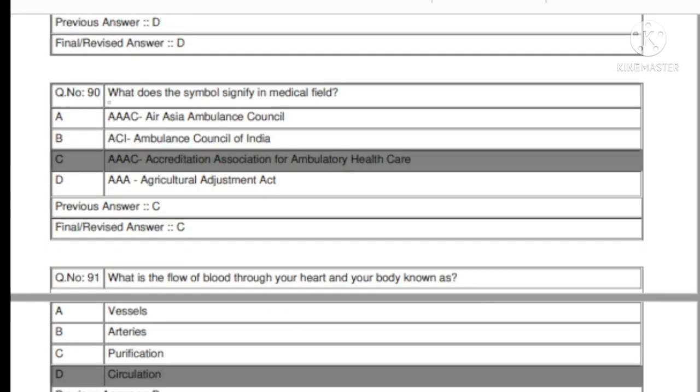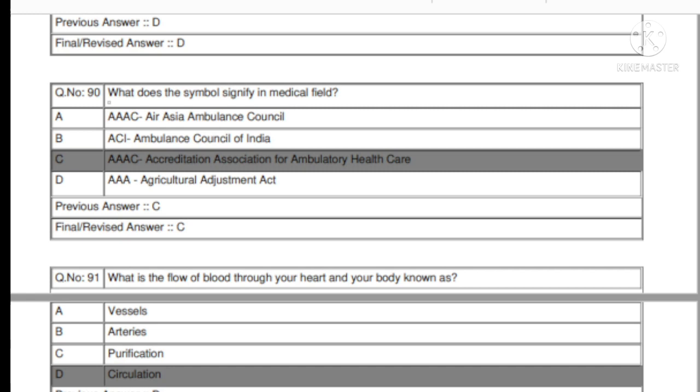Question number 90. What does the symbol signify in the medical field? A symbol was given in which there were three triangles, two at the bottom, one at the top. So we have to identify what this symbol was with respect to the medical field. It was actually Accreditation Association for Ambulatory Health Care.